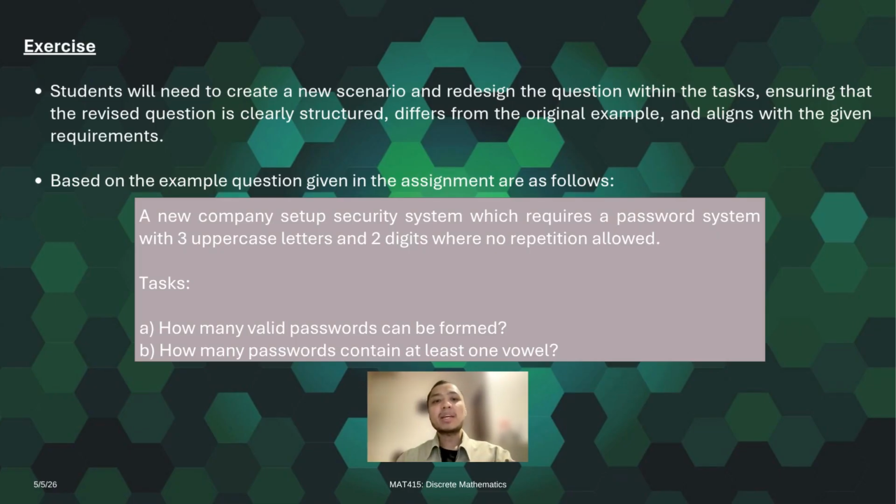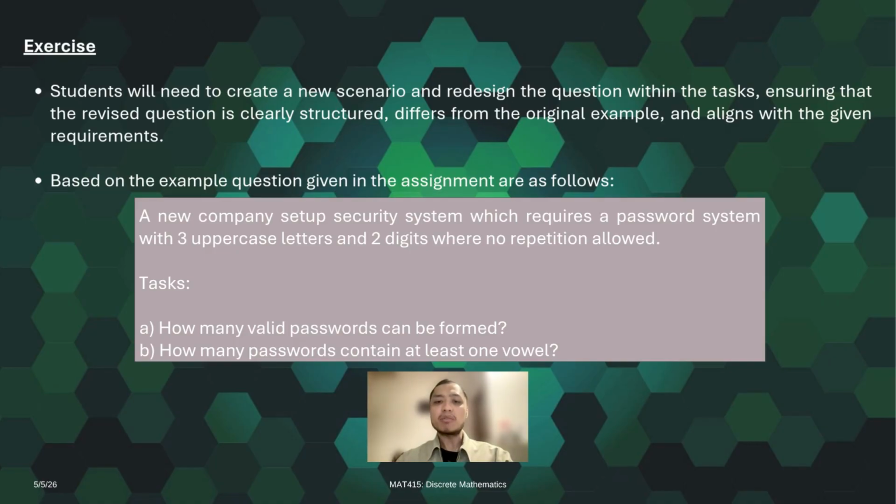So on this slide, I am showing the original exercise given in the assignment. The exercise requires a student to create a new scenario and also redesign the question within the task based on the example given. The original example shown in the slide is about a company security system that uses a password made up of three uppercase letters and two digits with no repetition allowed.